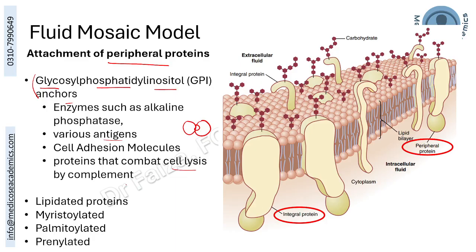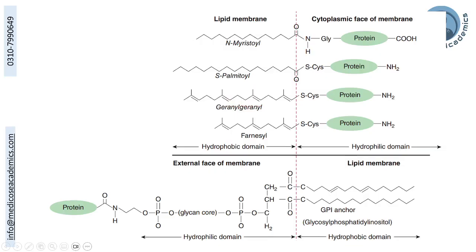The attached peripheral proteins may be lipidated, for example, myristoylated, palmitoylated, or prenylated. These images are showing the cytoplasmic and the lipid membrane side of the different types of peripheral proteins attached with myristoyl, palmitoyl, farnesyl, geranyl, and the image down is showing the hydrophilic and hydrophobic domain and also showing the glycophosphatidylinositol.